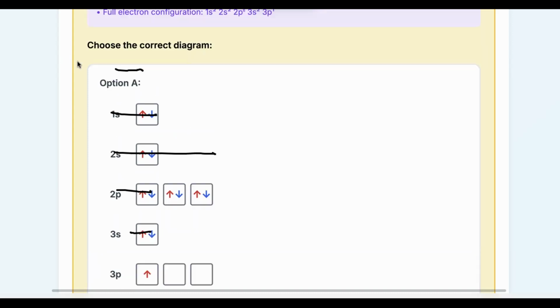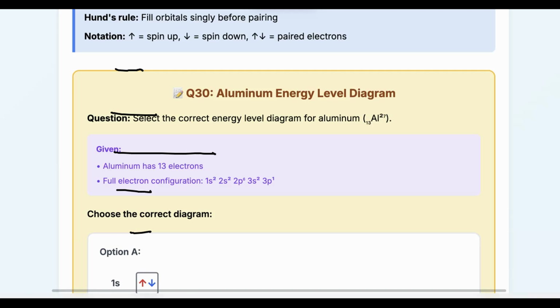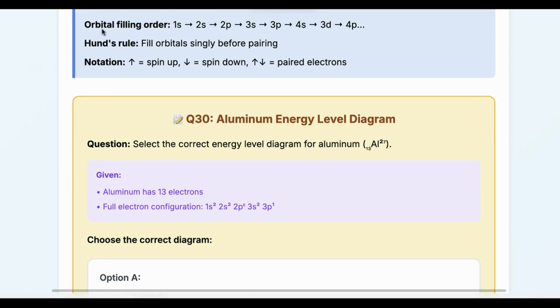So remember the rules together. In order to make the configuration, aluminum has 13 electrons. Fill the orbitals as arranged: 1s, 2s, 2p, 3s, 3p, 4s, 3d, 4p. Hund's rule says fill orbitals singly before pairing. So if you have 2p here, put one here, then here, before you start pairing. In the notation, one is going up, spin up, one is going down, spin down. These are paired electrons. Every one of them spins in a different direction to minimize the repulsion.